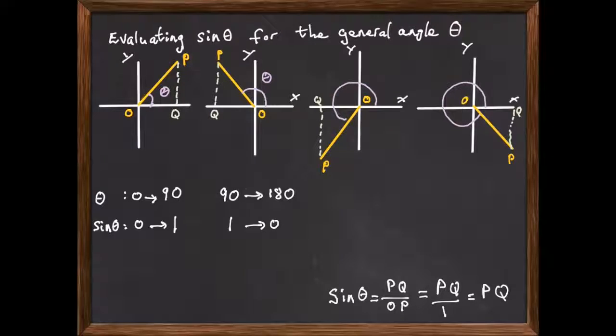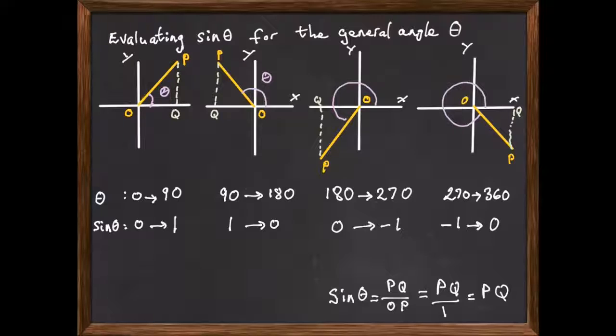In the third quadrant, theta increases from 180 to 270. PQ changes from 0 to -1. Therefore, sine theta is decreasing from 0 to -1. In the fourth quadrant, theta increases from 270 to 360. And PQ changes from -1 to 0. Therefore, sine theta is increasing from -1 to 0.